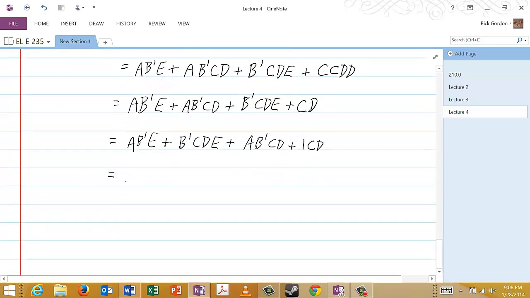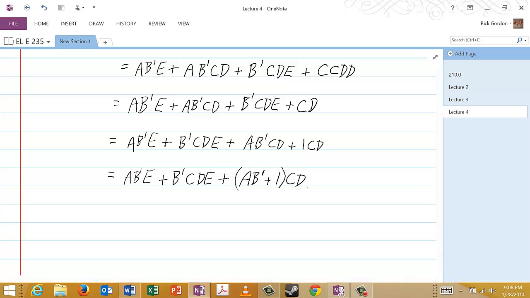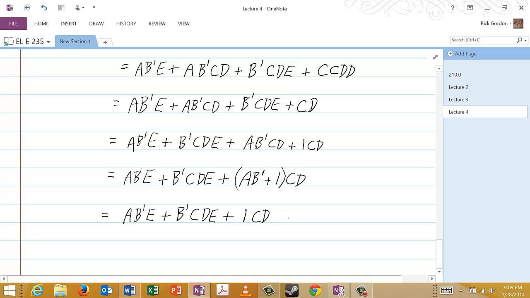And of course, if we do that, then the last two terms can be grouped together in this way. We'll factor out CD and get that. And of course, anything ORed with 1 is simply 1. So we get A, B prime, E, or B prime, C, D, E, or 1 ANDed with CD. And that is the same as A, B prime, E, plus B prime, C, D, E, plus CD.